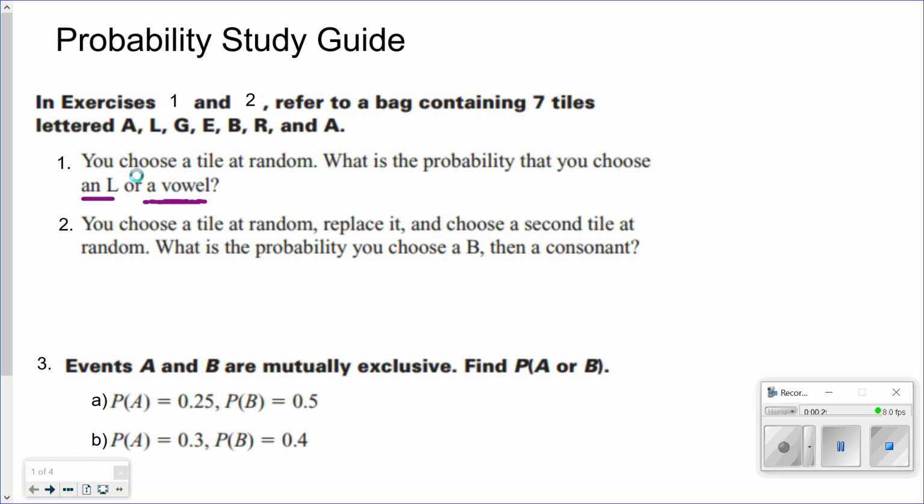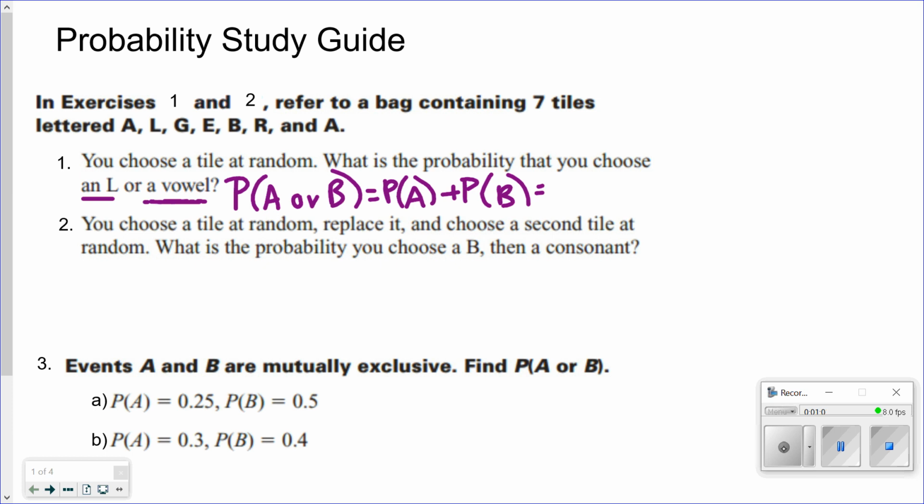So our key word here is "or." And for our OR equations, we have two. It depends on whether our two events overlap. Can they happen at the same time? Our two events are choosing an L and choosing a vowel. Well, a vowel is a letter A, E, I, O, or U, and L is not a vowel, meaning that there cannot be an overlap. These two events cannot happen at the same time.